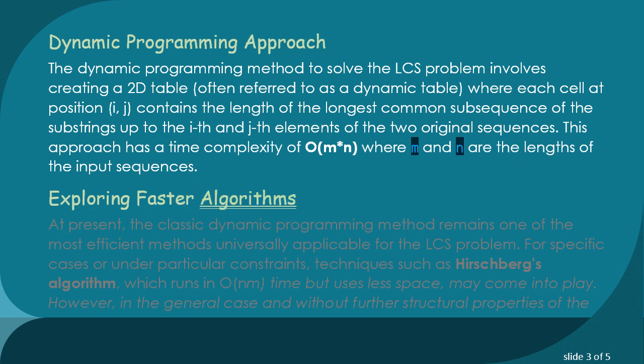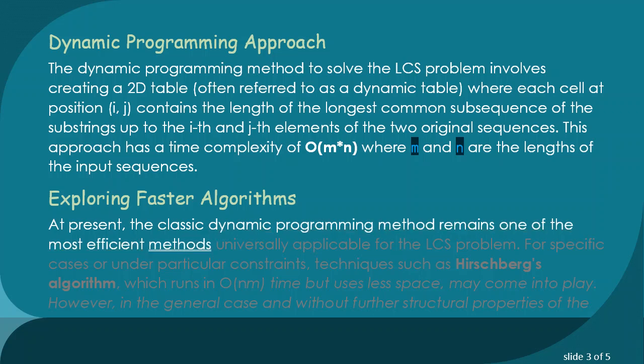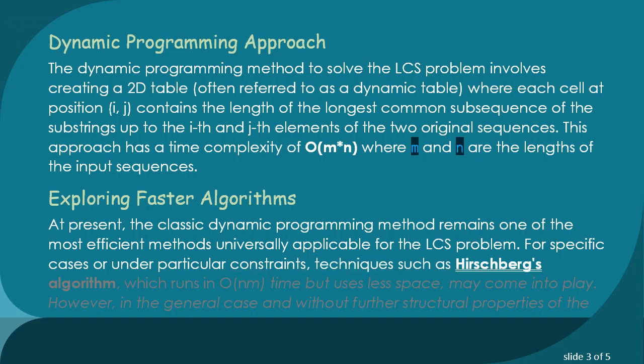Exploring faster algorithms. At present, the classic dynamic programming method remains one of the most efficient methods universally applicable for the LCS problem. For specific cases or under particular constraints, techniques such as Hirschberg's algorithm, which runs in O(m*n) time but uses less space, may come into play.